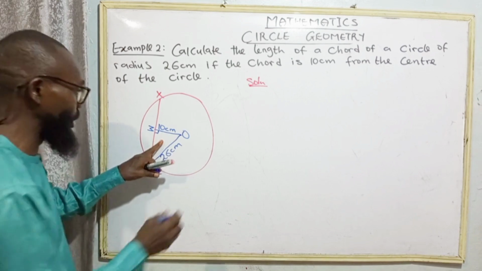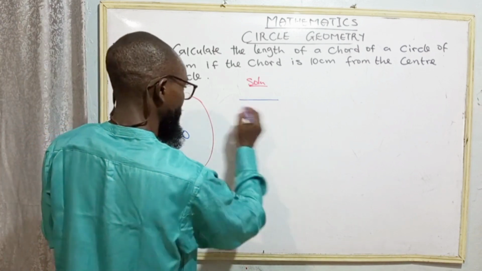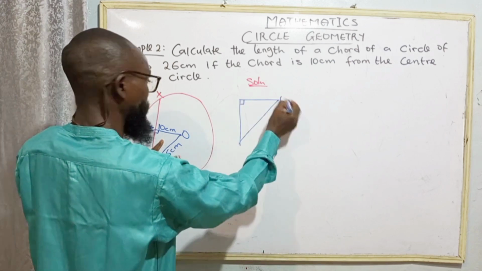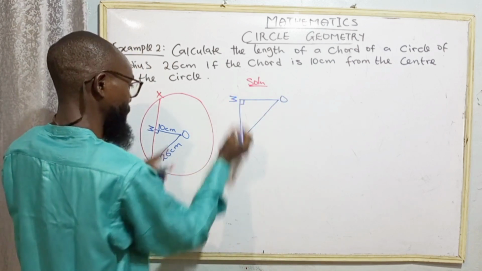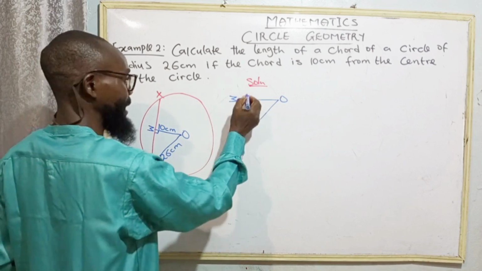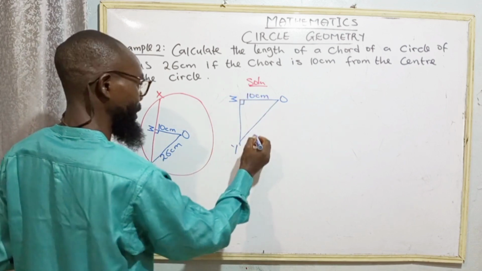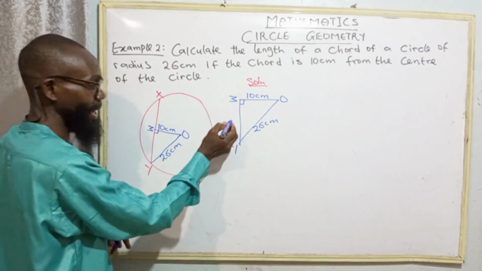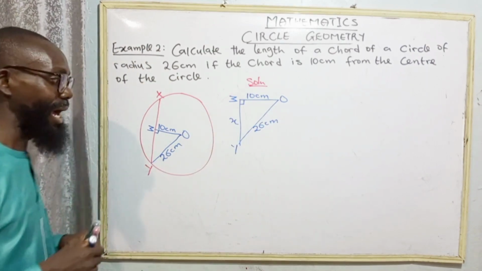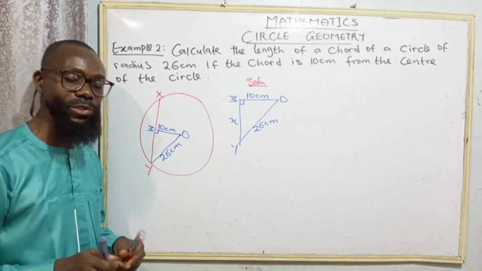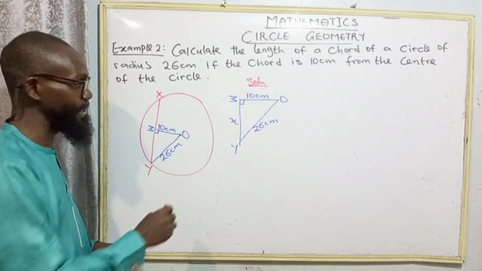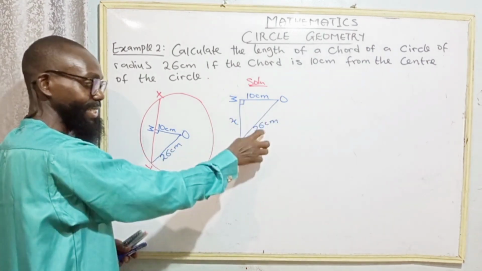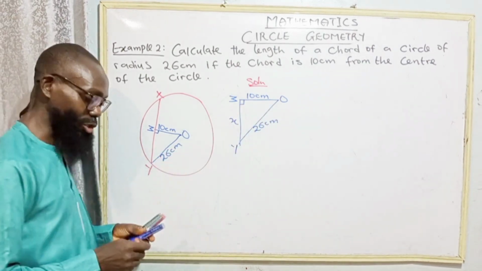Taking out this triangle this way, we have O, we have M, and we have Y. So this is 10 centimeters. This is 26 centimeters. We are going to find this. Let me call it my x. And the first thing is to identify your hypotenuse side. My hypotenuse is this 26 centimeters, because this box 90 is facing this side. So the side facing your box 90 is your hypotenuse.